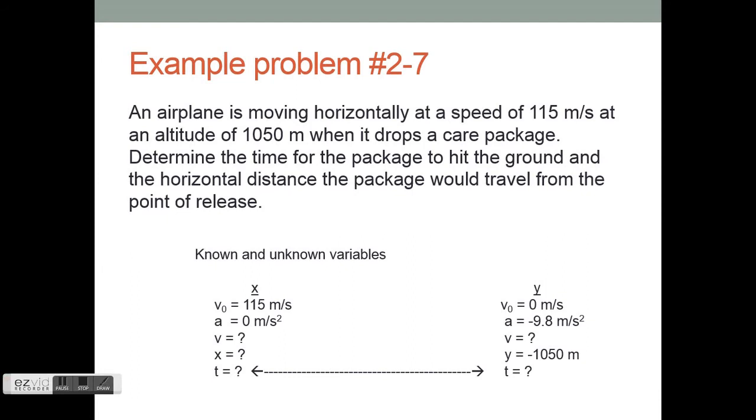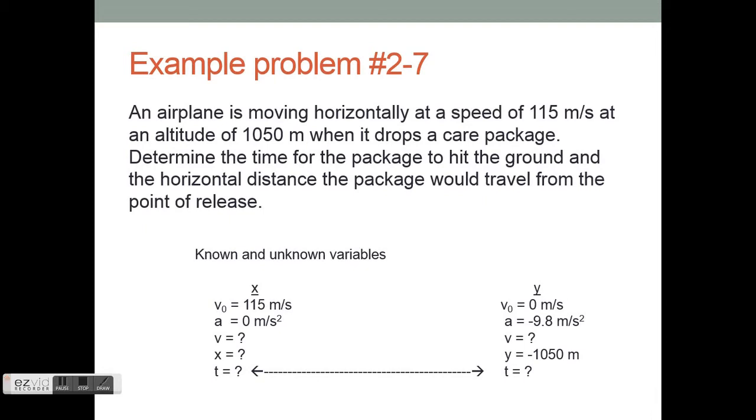If we start to identify some known variables, first thing we know about the airplane is we're traveling 115 meters per second in the horizontal direction. I know the horizontal direction has 0 acceleration. If I'm dropping this package from the highest point in this motion, which is probably true in this problem, if we draw a picture of this, we see the package falls out of the airplane. Its velocity is 0 initially in the y direction. We know the acceleration, negative 9.8.